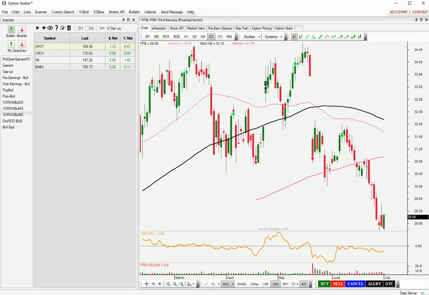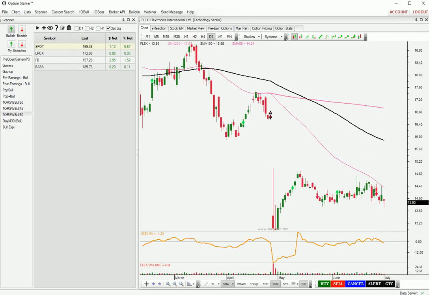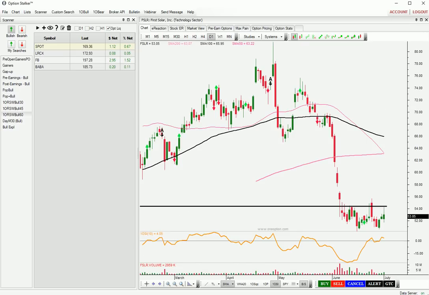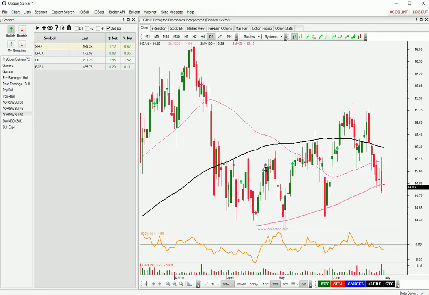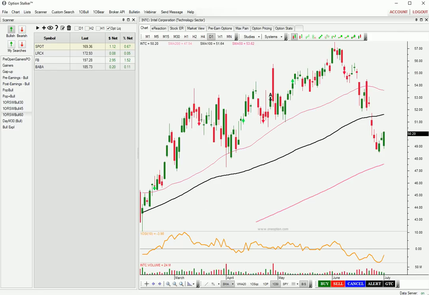Not looking for a ton of stocks. All I need is one. One good earnings play will do me. Support forming there. This is Intel. Here you can actually see a nice engulfing pattern, a bullish engulfing pattern.